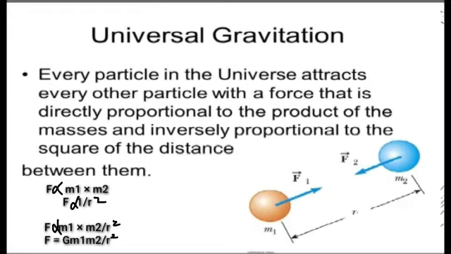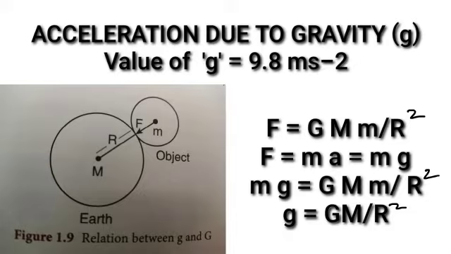So F is directly proportional to M1 into M2. F is directly proportional to 1 by R square. Therefore, F is directly proportional to M1 into M2 by R square. Therefore, F is equal to G M1 M2 by R square. That is the equation. Now we go on to the next topic, acceleration due to gravity.